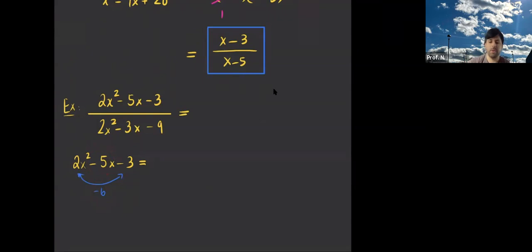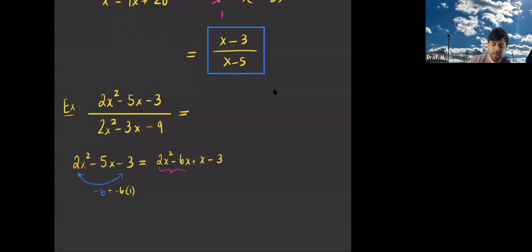So the problem with your suggestion, Jasmine, is that both are negative. If you have two numbers that are negative, then they give you a positive number, but we want negative. So Sierra says negative 6 and 1. If you multiply negative 6 and 1, you do get negative 6. So that's good. And then negative 6 plus 1 does give me negative 5. So I rewrite this as 2x squared minus 6x plus 1x minus 3.